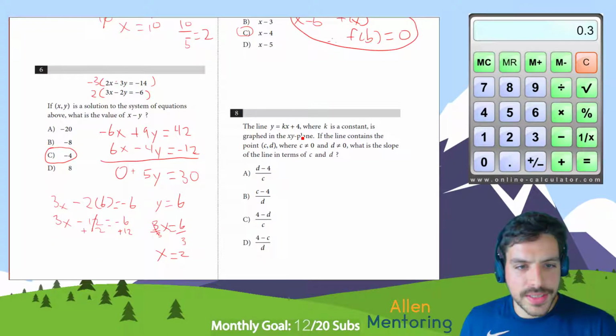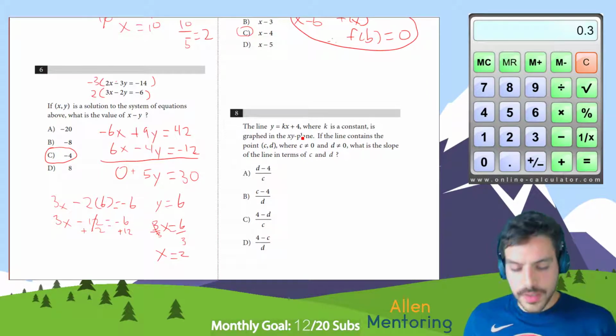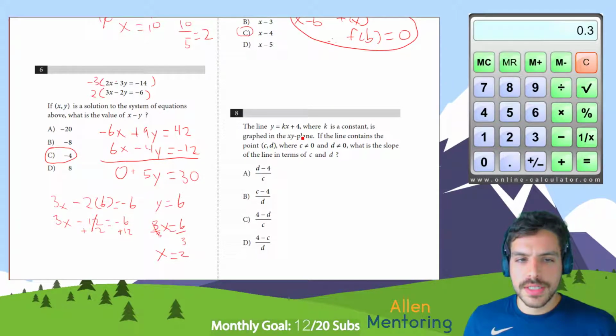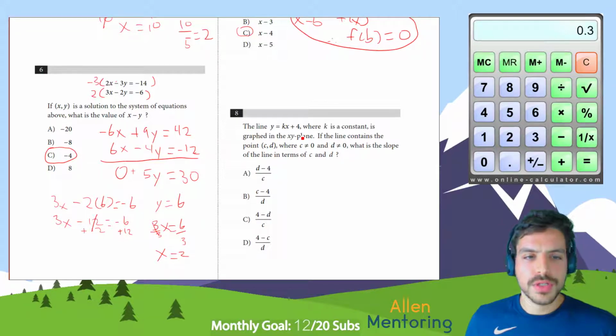Okay, moving on. Number 8. The line y equals kx plus 4, where k is a constant, is graphed in the xy plane. If the line contains the point (c, d), where c is not equal to 0 and d is not equal to 0, what is the slope of the line in terms of c and d?